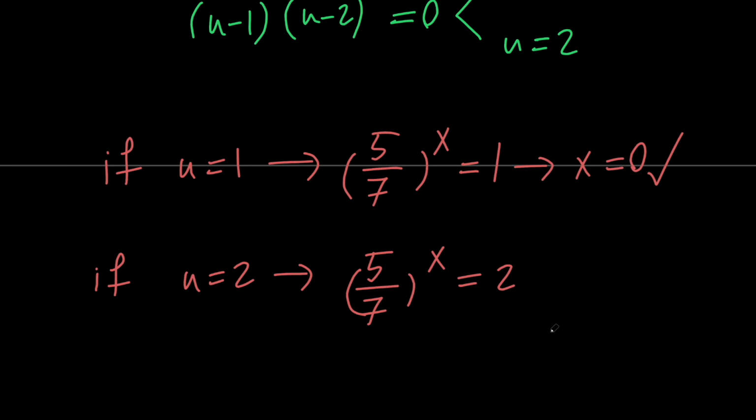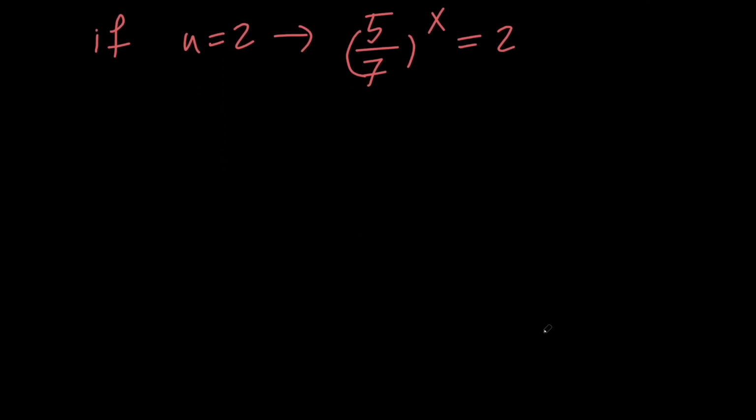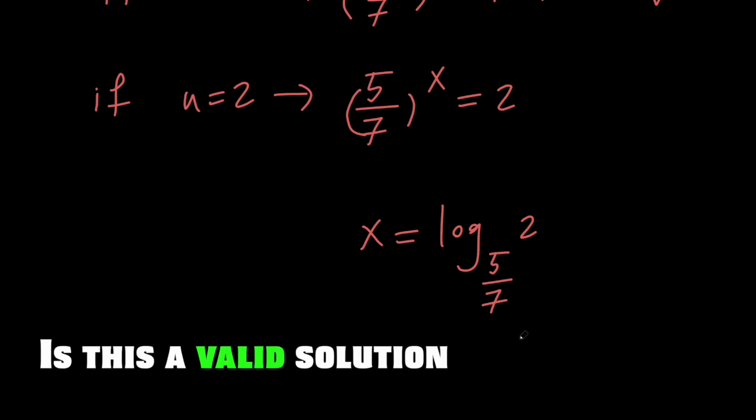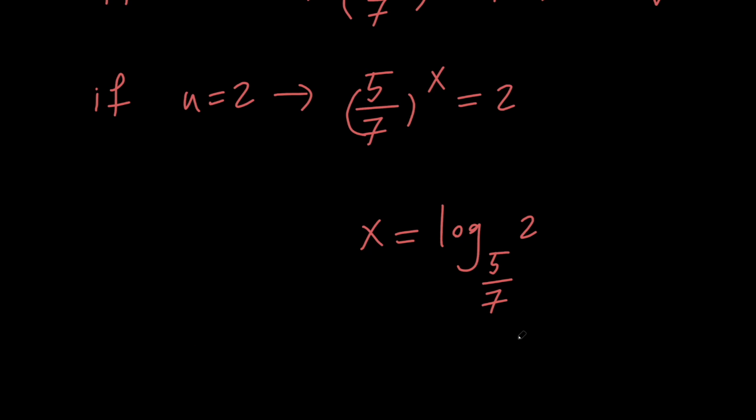Obviously, by using the definition of logarithm, we can say that x equals log of 2 with base 5 over 7. But the question is, is this a valid solution or is it not? Or a better question is, is this number negative or is it positive? So let's go ahead and find that out.